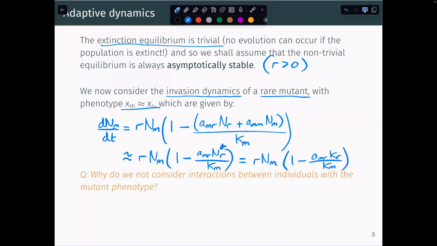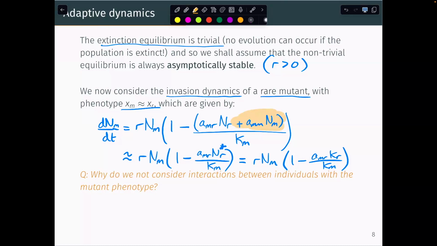Okay, so I've made a couple of simplifications there and haven't explained them yet. The difference between this equation here and this equation here is I've dropped this term here, AMM times NM. Any idea why I've done that? Maybe first of all, what is this term telling me? This AMM, what does that mean? Anyone?